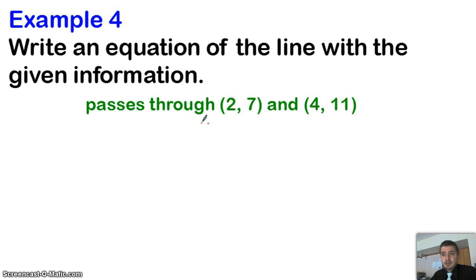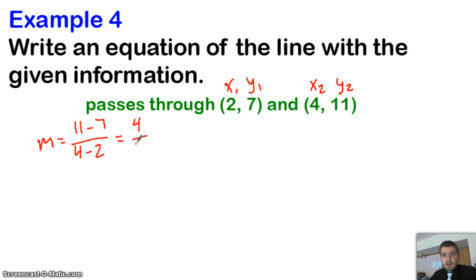This one we're going to have to solve for the slope first. So x1, y1, x2, y2. Let's go ahead and plug it into the slope formula. y2 is 11, so 11 minus 7 over 4 minus 2. 11 minus 7 is 4. 4 minus 2 is 2. So my slope is 2.